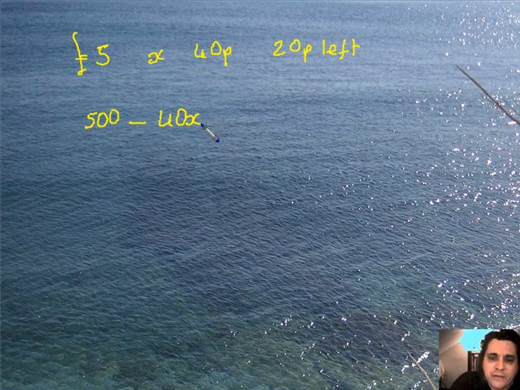Then he took away 40 lots of whatever he spent on these things, what we call X, and we know he's got 20p left. Now look at it carefully. £5, take away 40 lots of something equals 20p. That's what he's got left over. And that's quite tricky, isn't it?